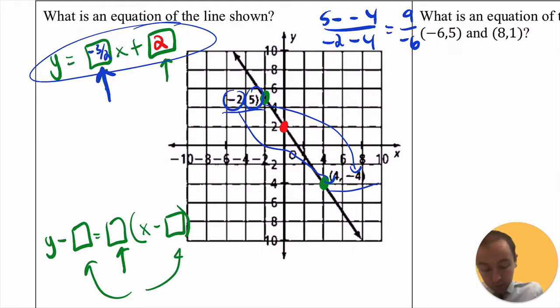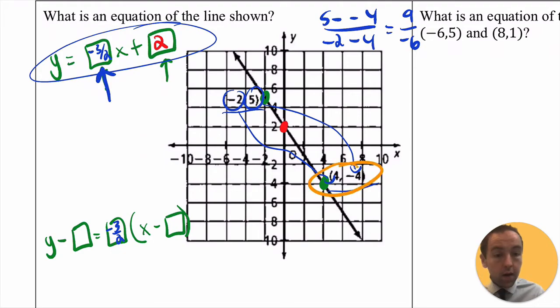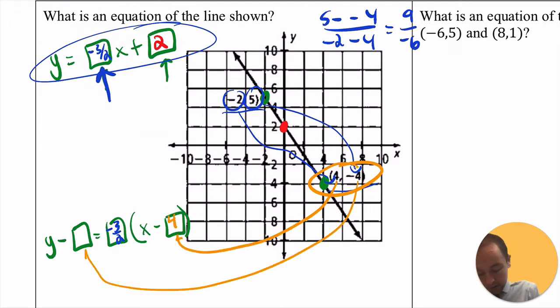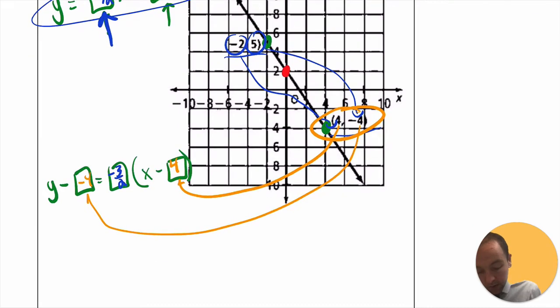Now we know alternatively that point-slope form is also always going to work. So since we just used the slope formula to get negative 3/2, then we could put that in for the slope and then just use any x, y pair on the line. So for example right there, you've got the point 4, negative 4. So the x coordinate of 4 would get substituted in right there, and the y coordinate of negative 4 would get substituted in right there.